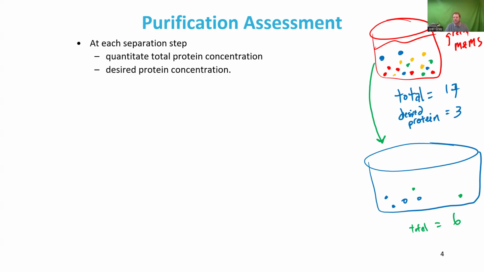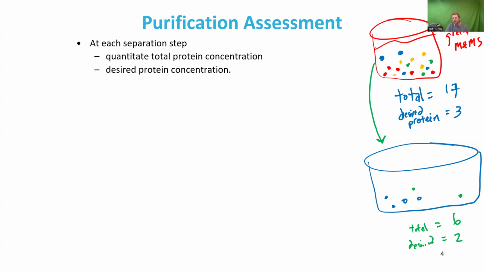6. How many of my desired proteins do I have? 2. So I've got 4 of the blue ones and then 2 of my desired proteins. Did I lose some of my desired protein? I did. I went from 3 copies of it down to 2. Is that bad? Well, it's not great, but was this step worthwhile is the question.